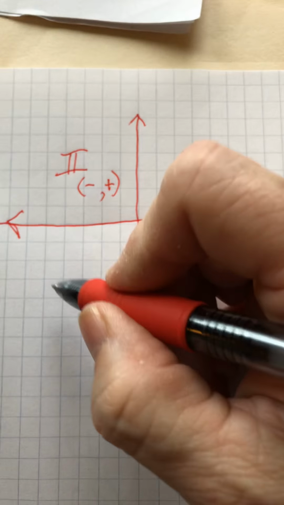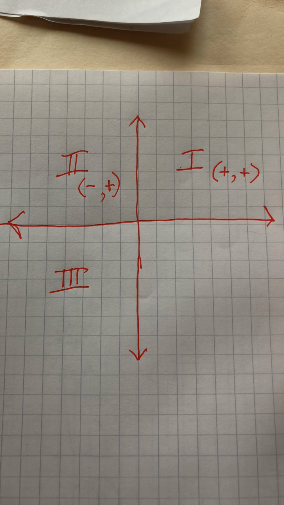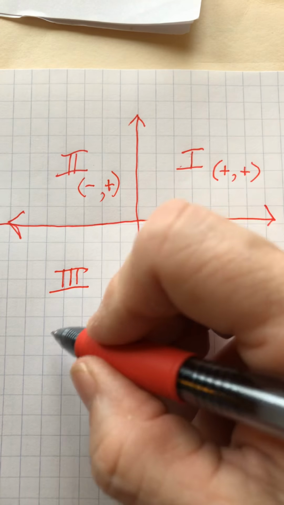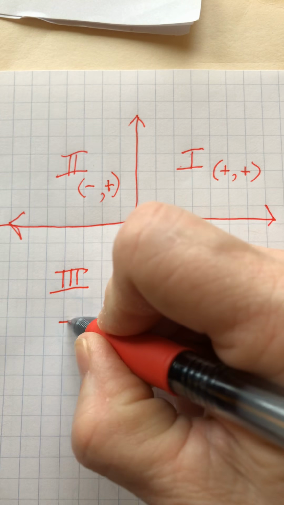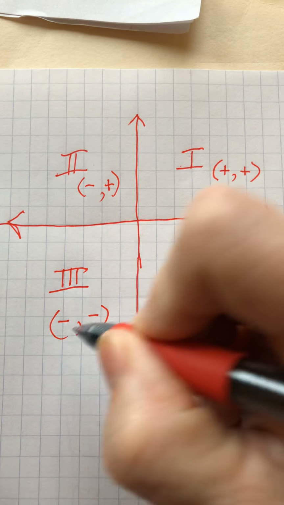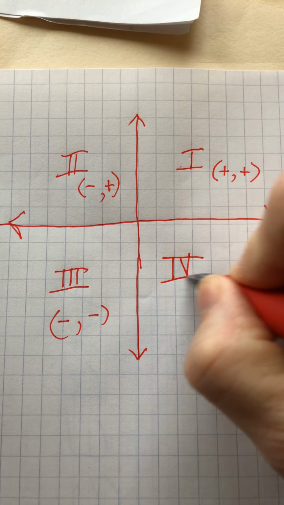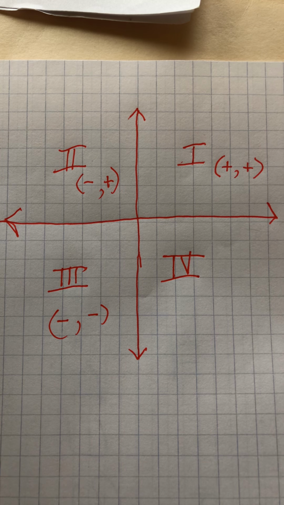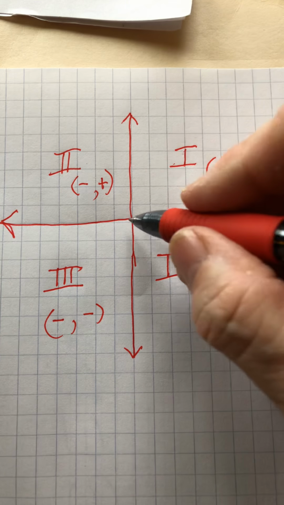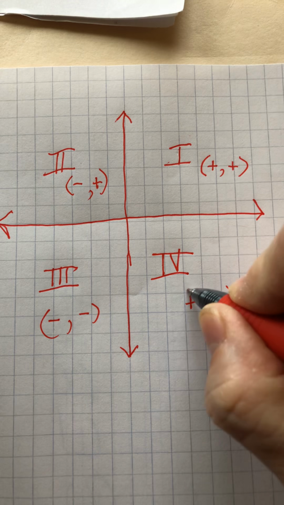Our next quadrant is quadrant 3. We write that with a Roman numeral 3, and it will have both a negative x value and a negative y value. And this one is quadrant 4. IV, capital IV, is the way we write a Roman numeral 4. And that will have a positive x and a negative y value.